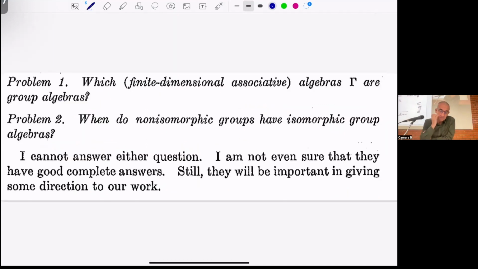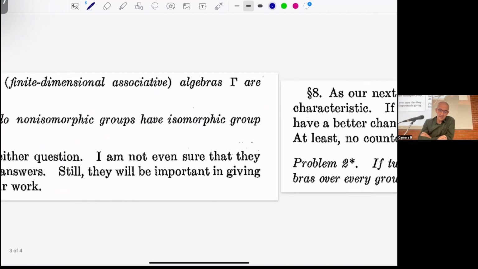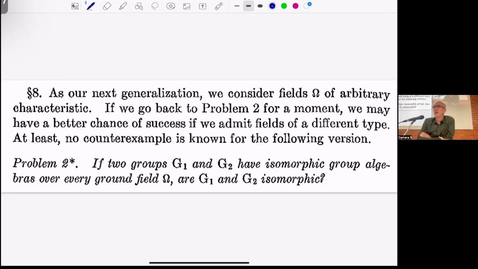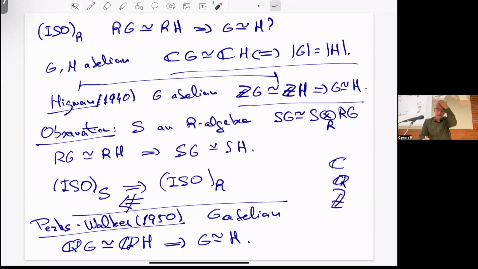Well, let me go back to the survey of Brauer, where he has this version of problem two, on which he put a stronger hypothesis. The problem asks whether, if two groups have isomorphic group algebras over every ground field, not only over one, this implies that the groups are isomorphic. We know that the answer is negative when you just use one particular field, for example the complex numbers. But the question here is whether, if the group algebras are isomorphic over all the fields, this implies that the groups are isomorphic, and the answer is no.